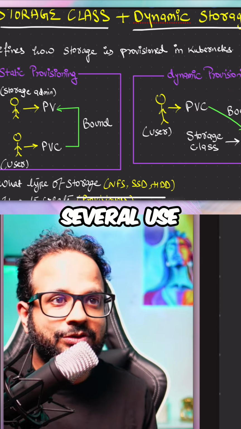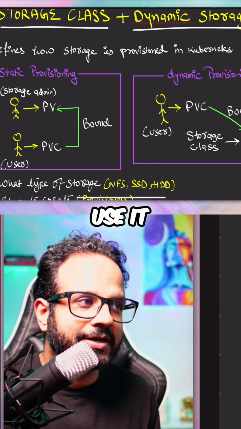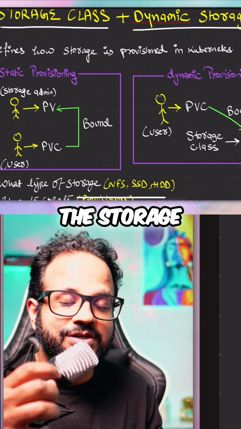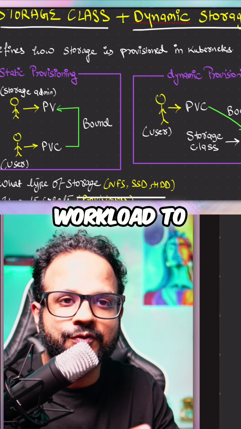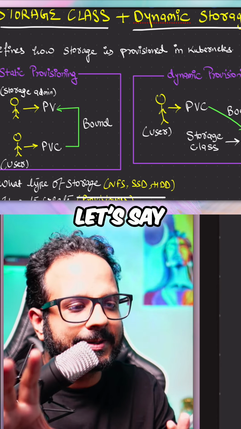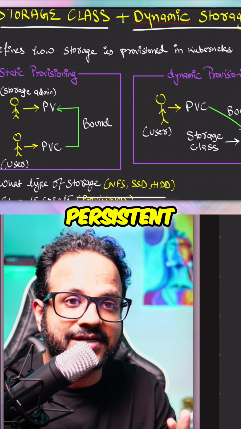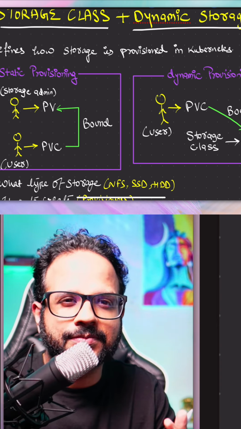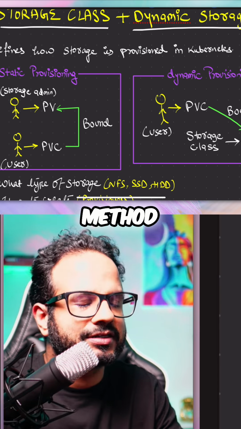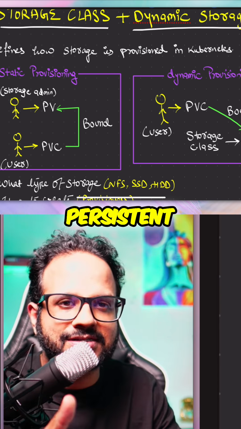There are several use cases for why we use it, because let's say the storage requirement differs from workload to workload, right? Some workloads require, let's say, a high performance persistent disk. Some workloads require an HDD for a cost effective method. Some storage requires a balanced persistent disk, and so on.